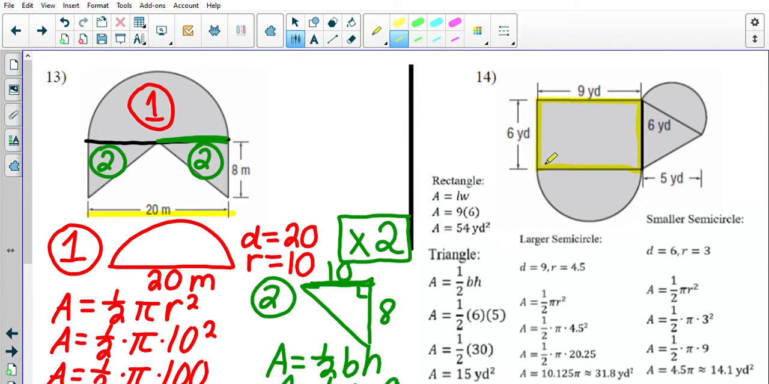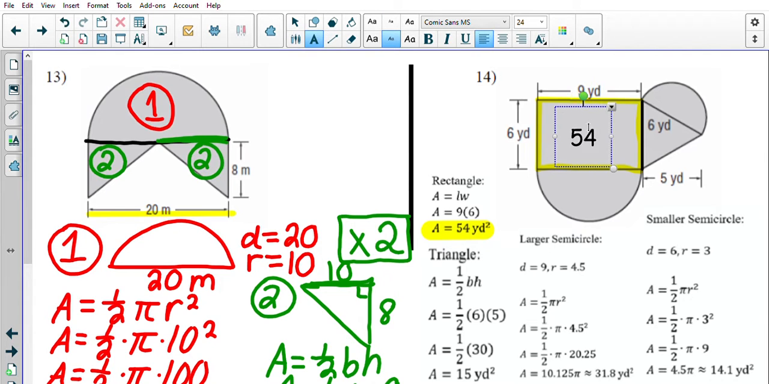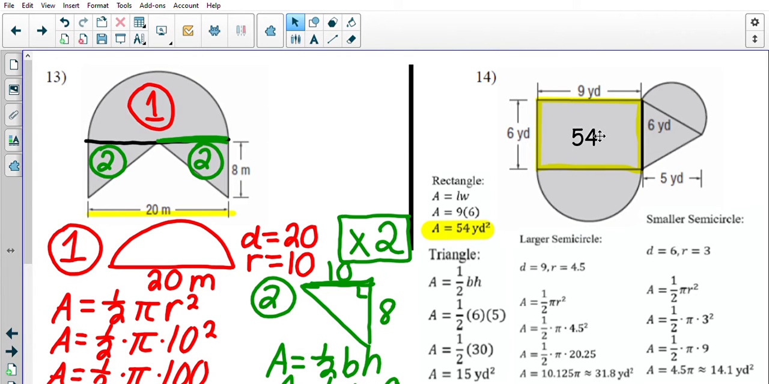The dimensions of this rectangle are 9 by 6, and the formula for the area of a rectangle is length times width. So let's take 9 times 6. We get an area of 54 yards squared. Again, that's for this yellow highlighted region right here. Feel free, some students like to actually write in the area in the space, which is certainly acceptable. That way you have it ready to go for when you find your total area.